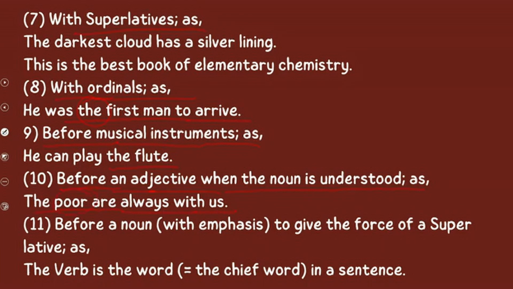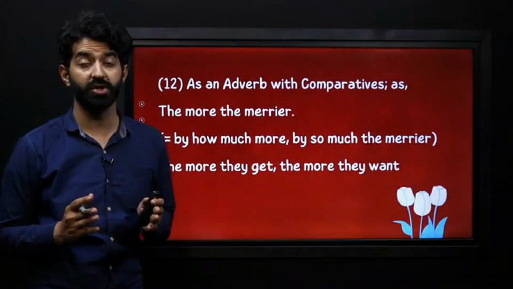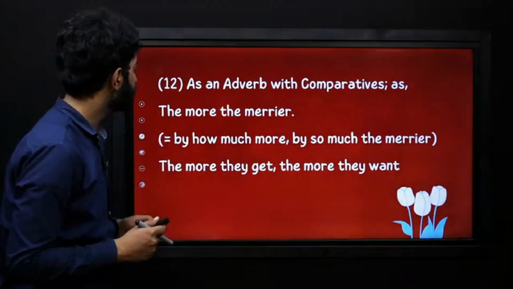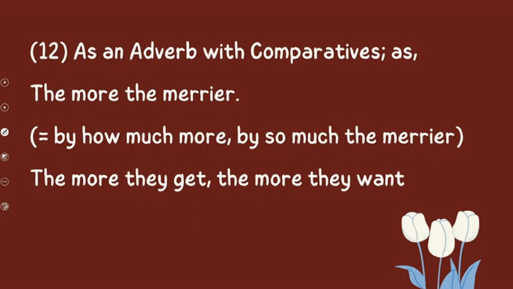the adjective. So now next one is we use the definite article the before a noun with emphasis to give the force of a superlative, as the verb is the word, the chief word in a sentence. So these are some examples and demonstration of how and when to use the definite article the. Next we have to use it as an adverb with comparatives, as the more the merrier. You can see that we used the definite articles.